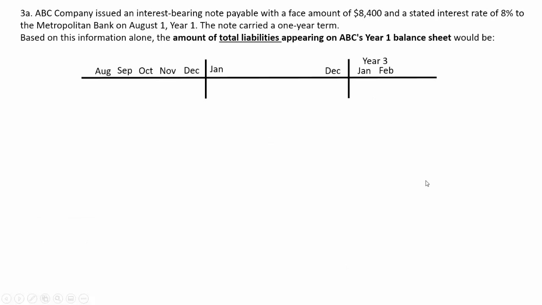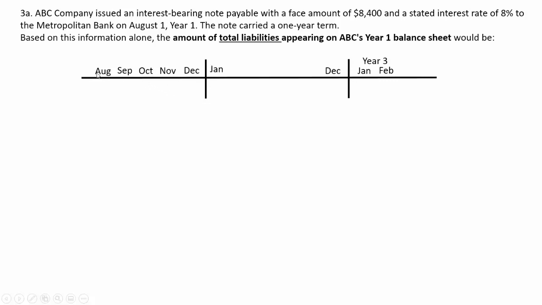Next, we've got ABC Company issued an interest-bearing note payable with a face amount of $8,400 and a stated interest rate of 8% to the Metropolitan Bank on August the 1st, year 1. The note carried a 1-year term, and based on this information alone, the amount of total liabilities appearing on ABC's balance sheet at the end of year 1 would be what? So here is the end of year 1.